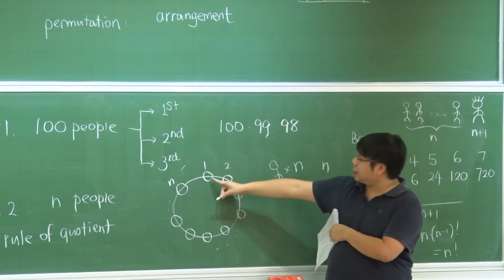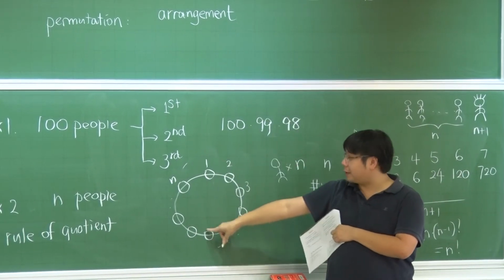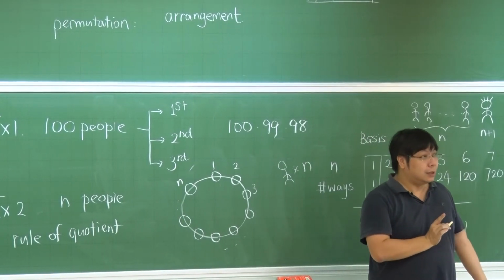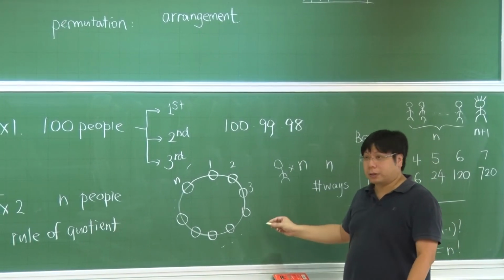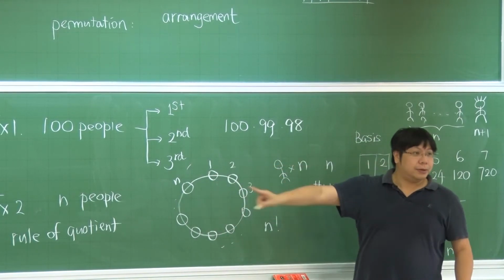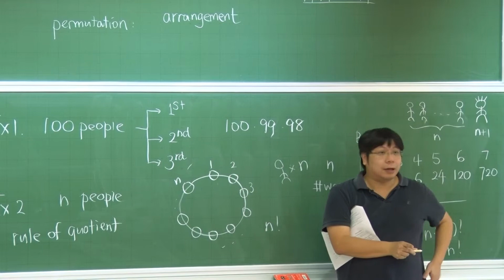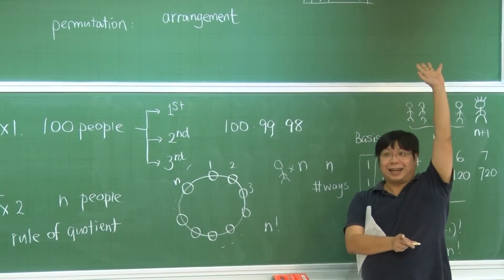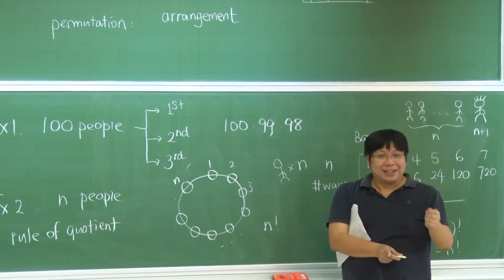So let's say this is the position that faces north, this is the position that faces south, and so on and so forth. So each position is different. In that sense, there should be n factorial ways to arrange these n persons into these n seats. Is that okay? If you are okay with this, could you please raise your hand? Excellent.